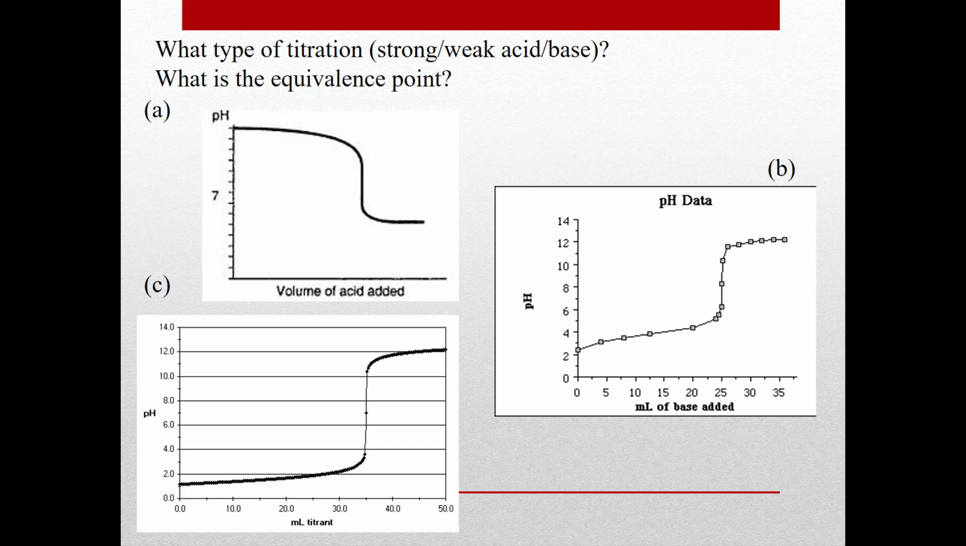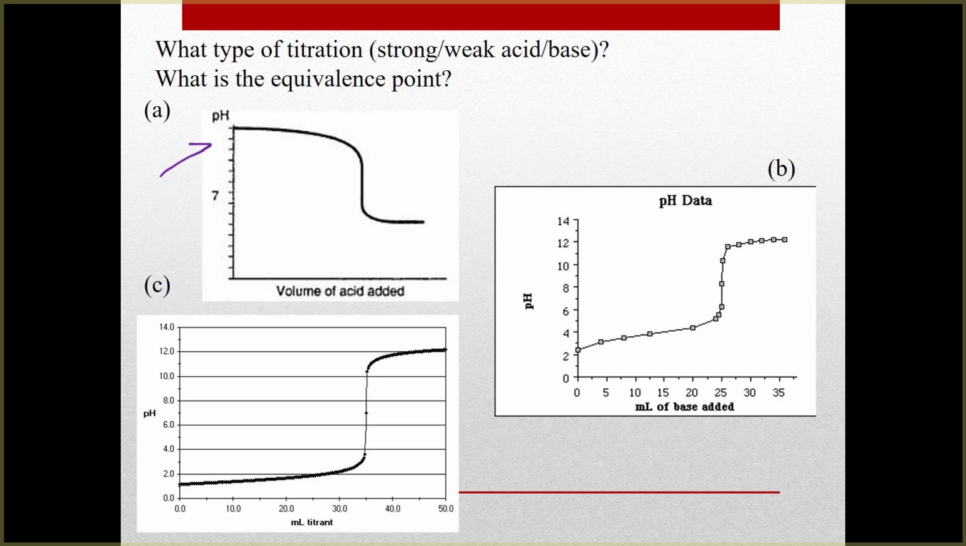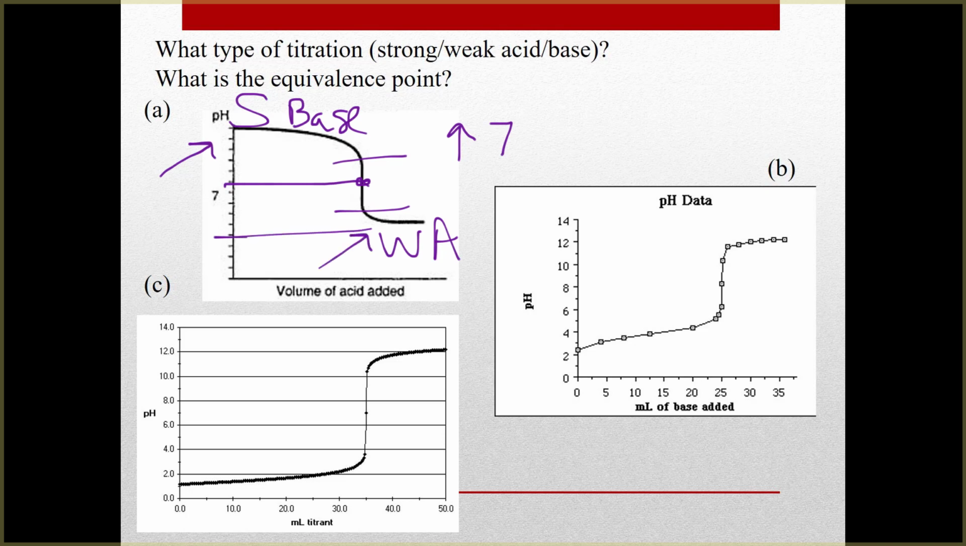Okay, let's do this first one. So we see that we are starting with the base. And I'm going to go to that straight up and down part. I'm going to go in the middle. I'm going to find my equivalence point. I see that it is above a 7, so this means that I have a strong base that I'm starting with. This is going to end up very alkaline. And then this is a weak acid that I'm adding to it. You can also see that the weak acid, it doesn't shoot down very low. It stays up pretty high. So that's kind of another clue that I have a weak acid there.